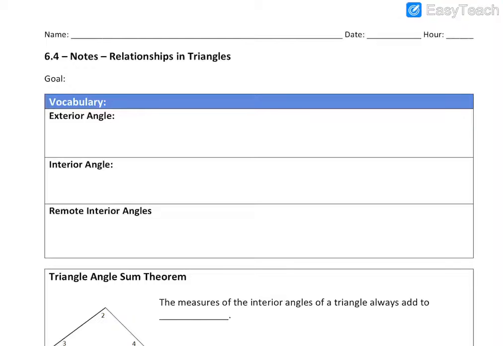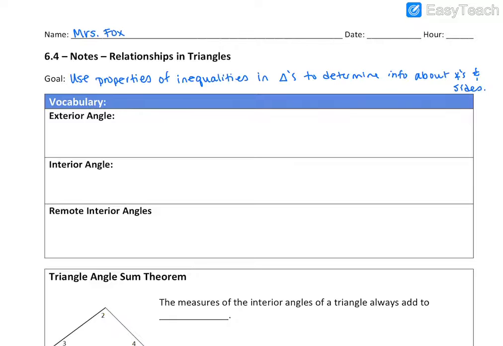All right, so for 6.4 notes, these are relationships in triangles. Our goal is to use properties of inequalities in triangles to determine information about angles and sides.